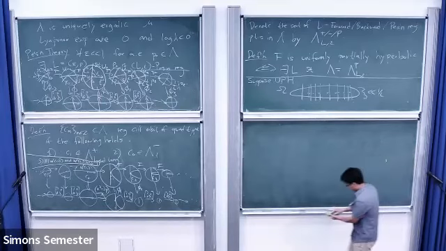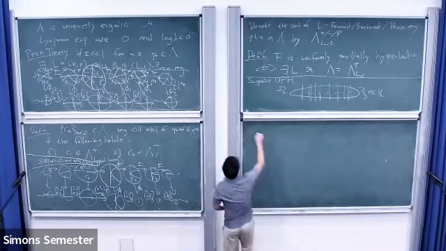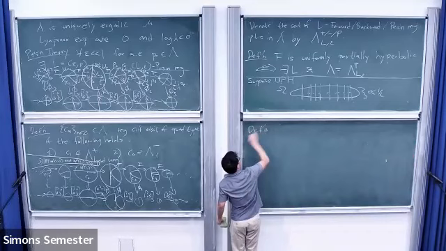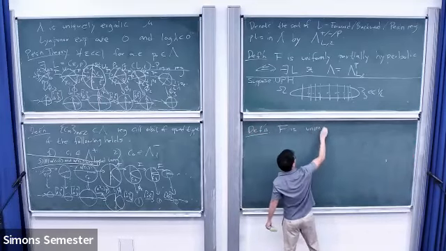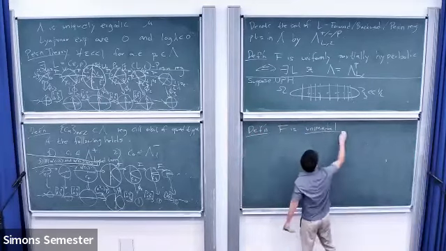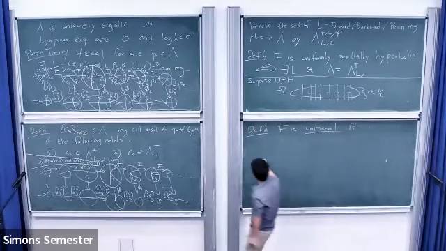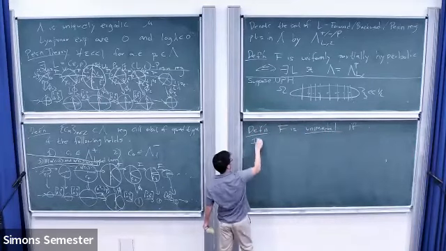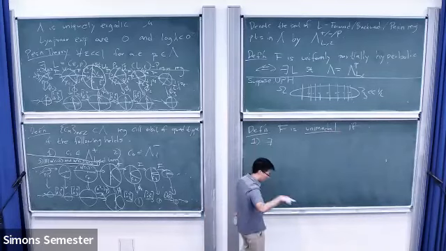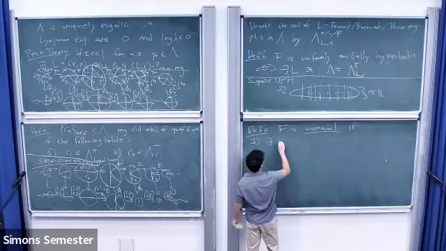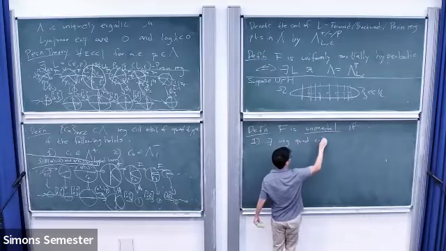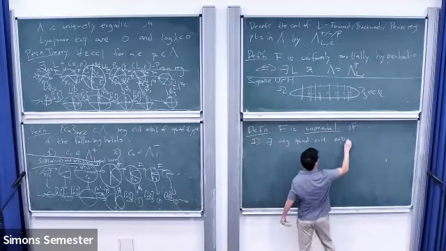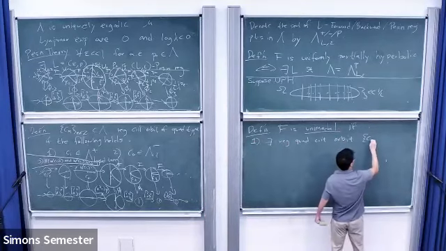So we will say, definition, that F is unimodal if the following conditions hold. So first of all, there exists a critical orbit, a regular quadratic critical orbit.